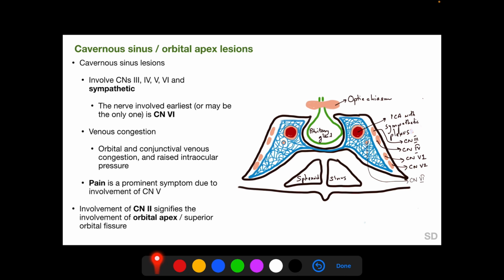Venous congestion also occurs in cavernous sinus lesions and may present as orbital and conjunctival venous congestion and raised intraocular pressure. Pain is a prominent symptom due to involvement of the 5th cranial nerve. Involvement of the 2nd cranial nerve signifies involvement of the orbital apex and or the superior orbital fissure. This is because a lesion involving the cavernous sinus only usually does not involve the optic chiasm or the optic nerve, because they lie above the cavernous sinus, but the optic nerves and the other cranial nerves run together in the region of the orbital apex or the superior orbital fissures and may become involved simultaneously.